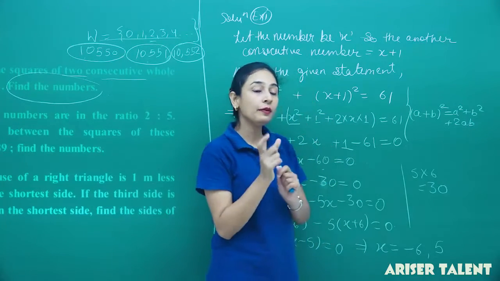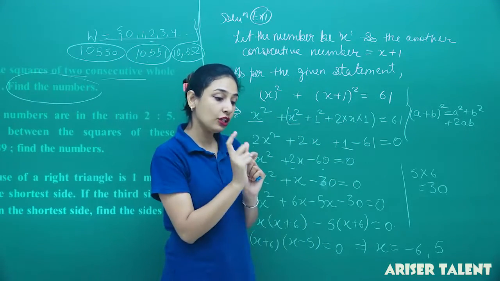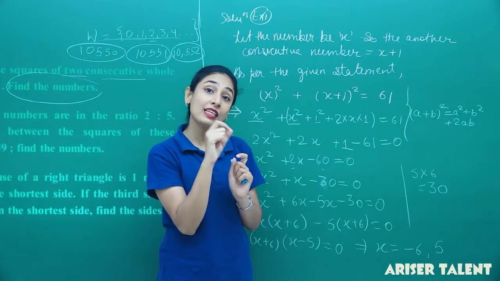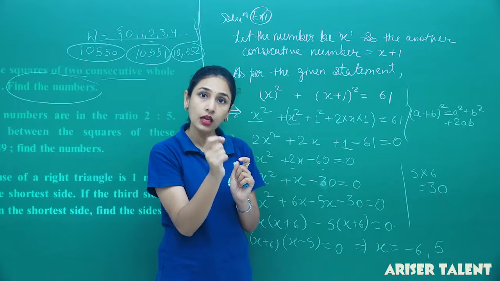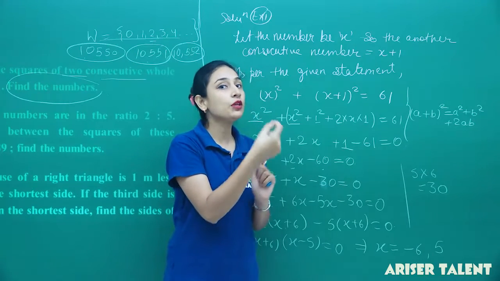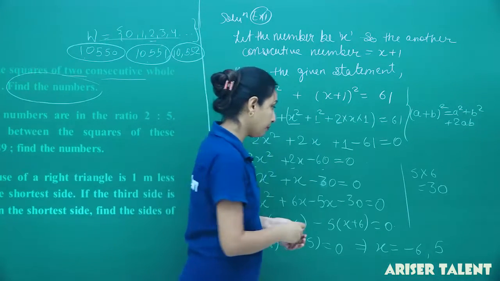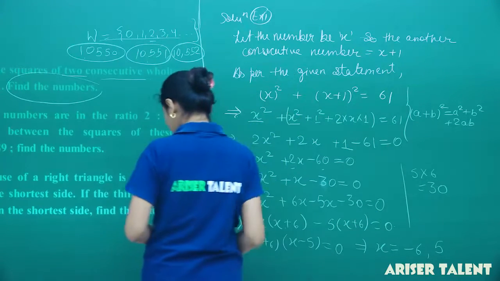Now the answer will be not only 5, because the value of x is 5. Now you have to tell two consecutive numbers. So x plus 1 is also your consecutive number. So 5 and 5 plus 1. That will make 5 and 6 your answer. Okay. So can I rub this? Right.